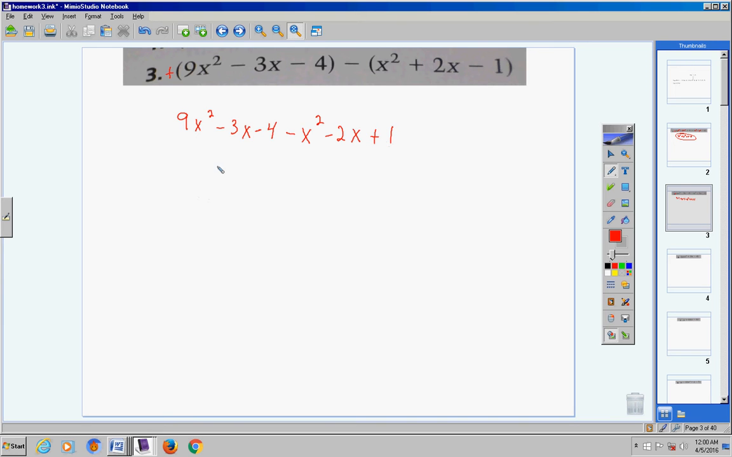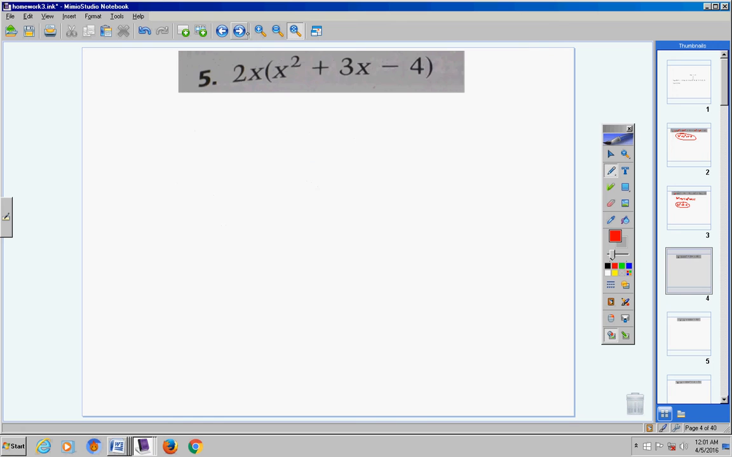Now let's combine like terms. I have a 9x squared and a negative 1x squared, and that would give you 8x squared. Then we have a negative 3x and negative 2x. That's a negative 5x. Let's cross these off as we use them. And then I'm left over with two constant terms, negative 4 and positive 1. If you combine those, you'll get a negative 3. And there we go. Let me check the back of the book real quick. And that is the correct answer.